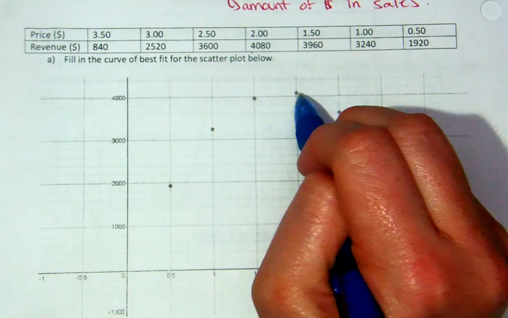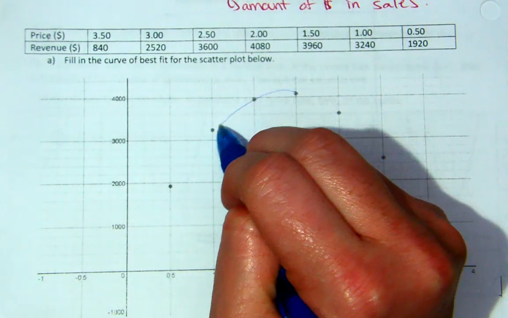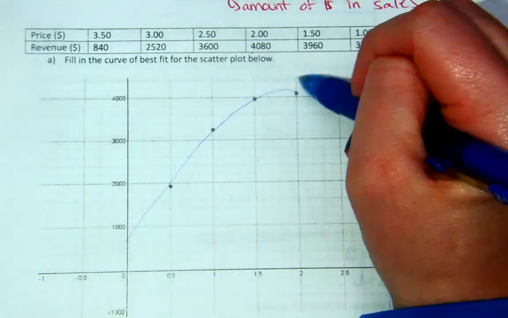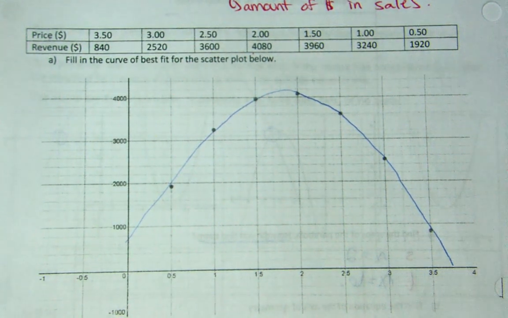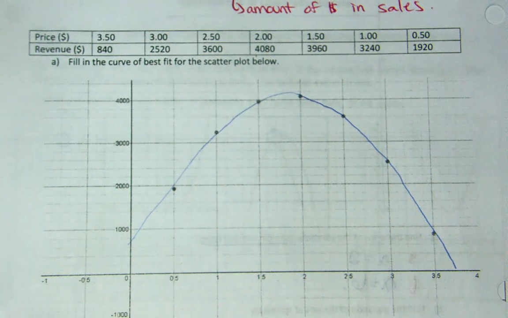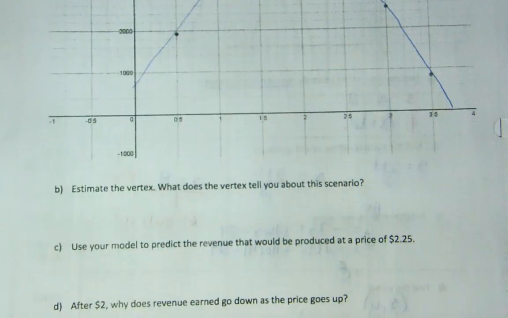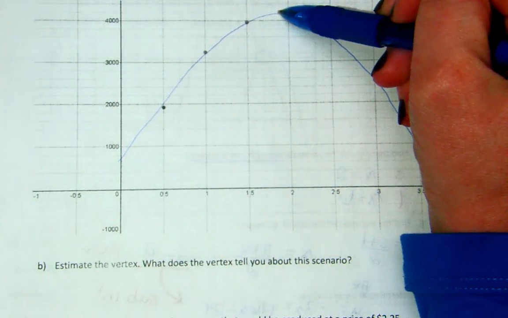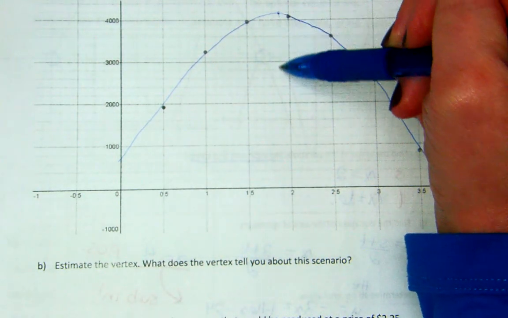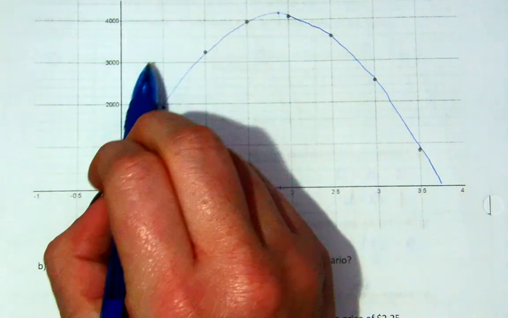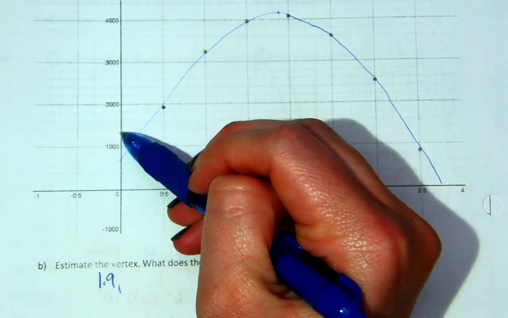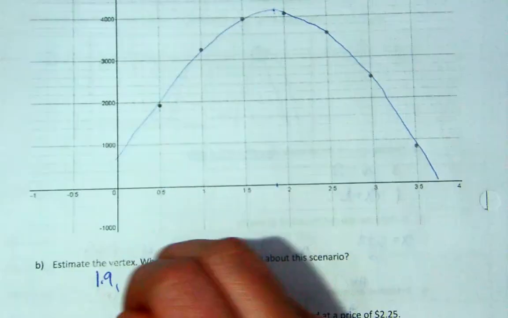We don't really see a clear vertex here. One of these points is not the preset vertex, and so we need to really just kind of estimate here. I have drawn better parabolas. Estimate the vertex. So let's estimate here. I think it's about here. So if I read down, it's about 1.9. And it's going up by 2s, and about 4,200.